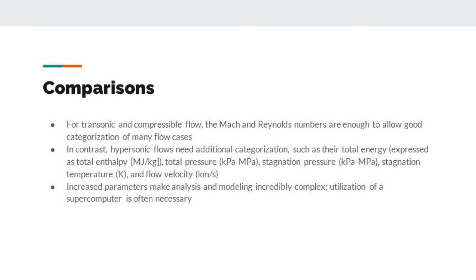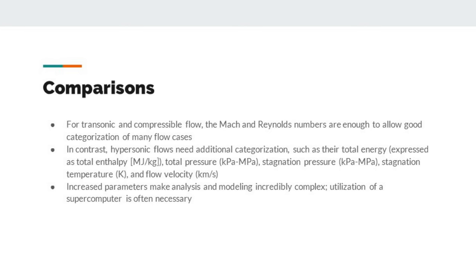So looking for direct comparisons between the two, we see that in traditional aircraft, the Mach and Reynolds number, or things like the Reynolds-averaged Navier-Stokes equation, are more than enough to allow characterization of the flows that you experience. In contrast, hypersonic flows need additional categorization like I mentioned earlier. Some of the things we have to account for are total energy, total enthalpy, total pressure, stagnation temperature, and flow velocity. These increased parameters make analysis and modeling incredibly complex and require the utilization of a supercomputer in order to complete the analysis.